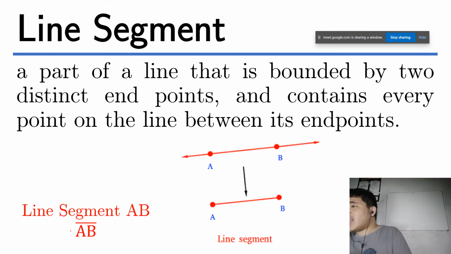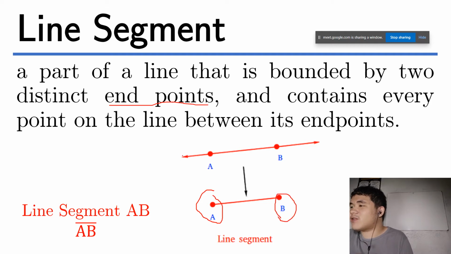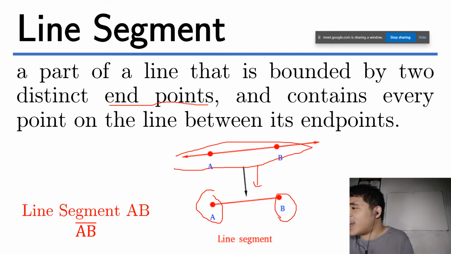Next, a line segment is a part of a line that is defined by two endpoints, right? Like this. Ayan. So, see from here, this is the line AB. Then we take a line segment AB. There. So, it can be written as this. Simply say line segment AB or this one, with that notation on top.